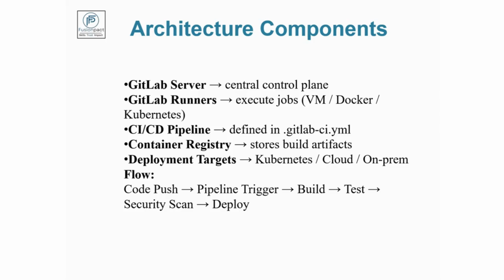The second one is GitLab runners. These are workers that actually run jobs like build, test, and deploy. Next is the CI/CD pipeline. It is defined using .gitlab-ci.yml, which tells GitLab exactly what steps need to be run. The container registry stores Docker images and build artifacts. And the final one is deployment targets, where the app needs to be deployed, whether in Kubernetes, cloud, or on-premises server. Those things are defined in the deployment targets.